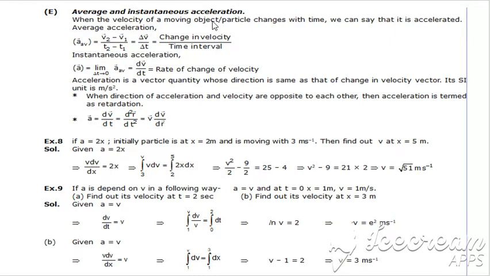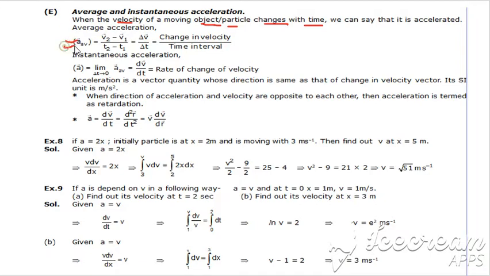So how do we define acceleration? For that we need to see the velocity. If the velocity of a moving object or particle changes with respect to time, then we say that the object, body, or particle is being accelerated. So there has to be a change in velocity. Velocity can be changed either by changing the magnitude, or by changing the direction, or by changing both.